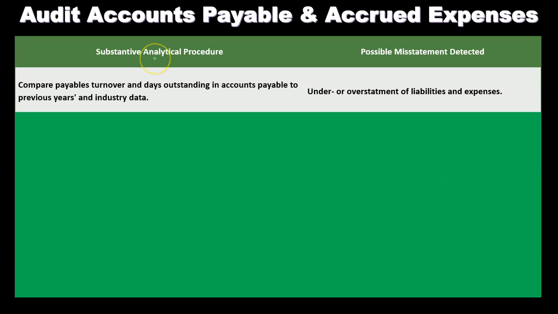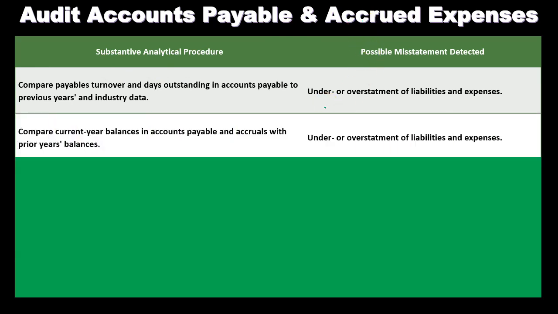Now we're going to discuss the substantive analytical procedures. So we're on the substantive procedures, but these are the analytical ones, the ones that we can do in the auditor's office, the comparison and ratio analysis type of activities. So we can compare the payables turnover and days outstanding in accounts payable to the previous years and industry data. The possible misstatement we would detect is under or overstatement of liabilities and expenses.